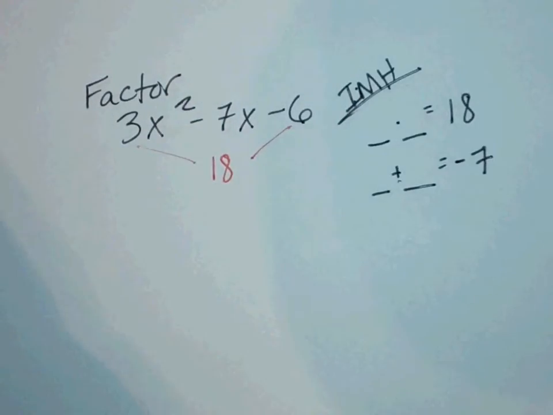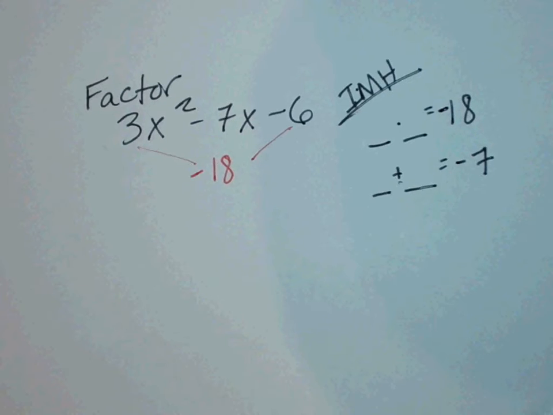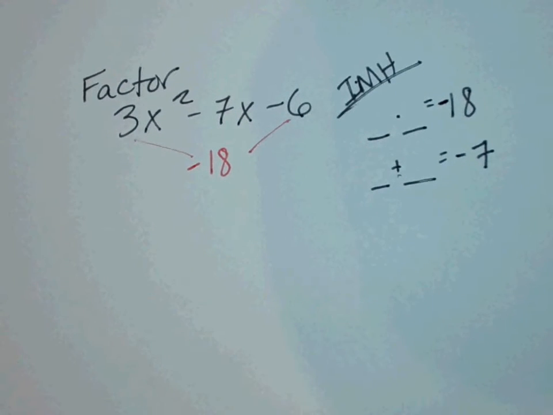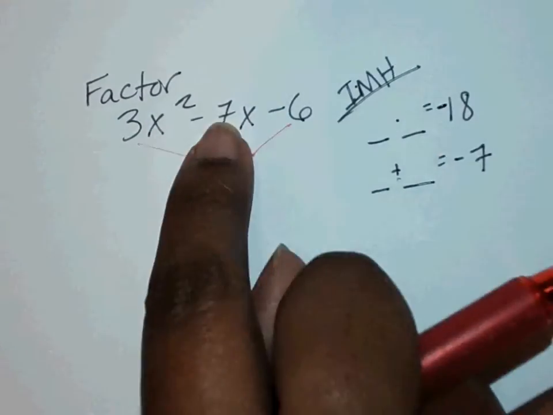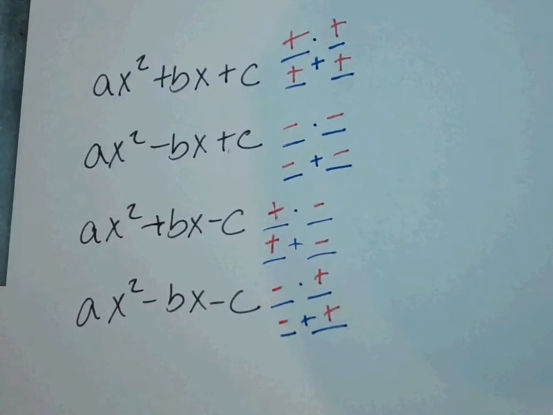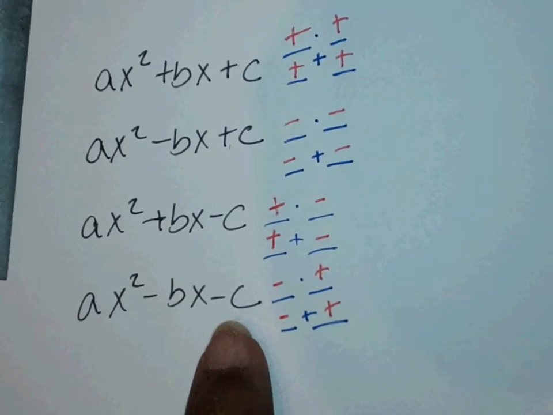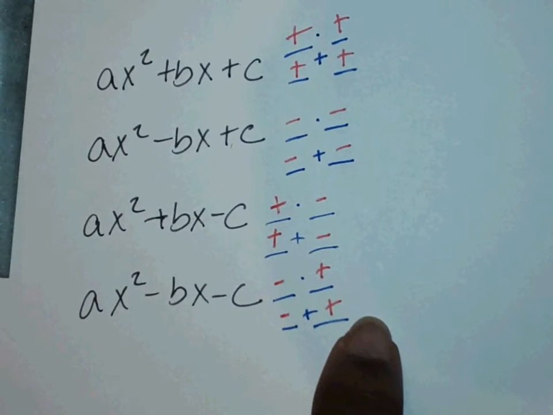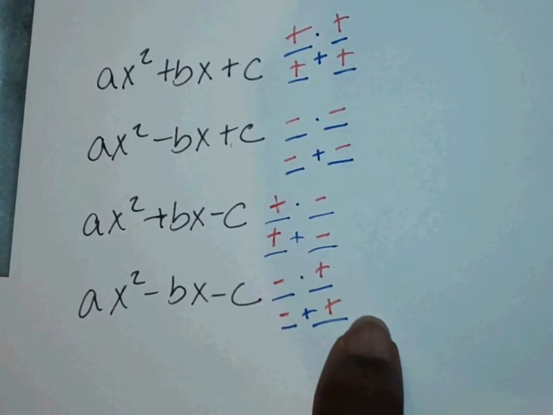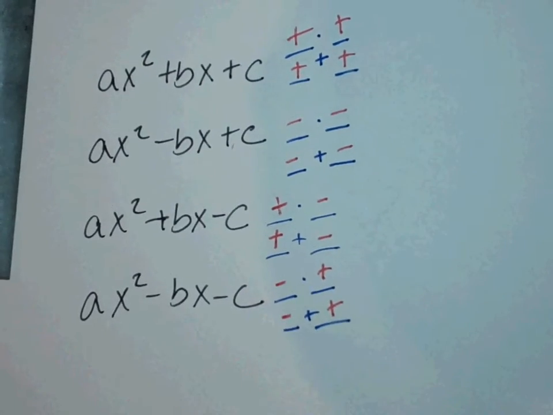And actually that's a negative 18. So I have to make sure I get my signs correct. Alright. So 2 numbers that multiply to get me negative 18. But then when I add them, I get negative 7. I'm looking over here at the rules again. I had a negative 6 and a negative 7. So my signs are going to be opposite. And the largest number will be negative.